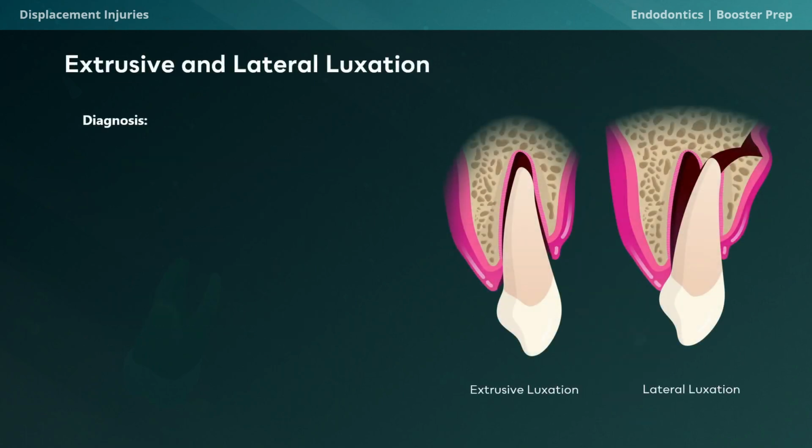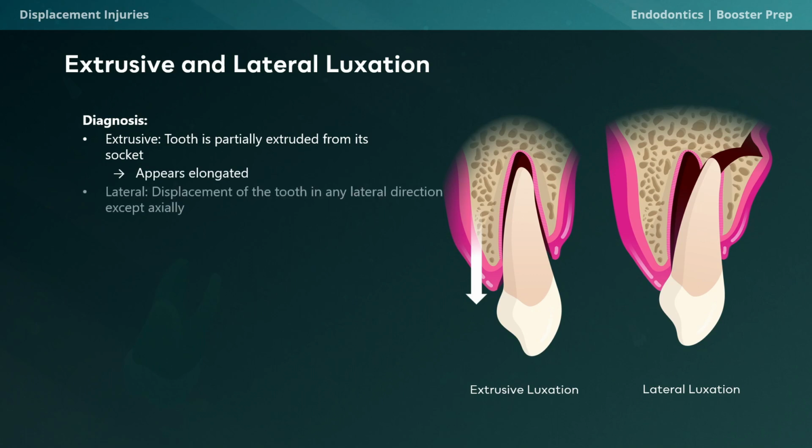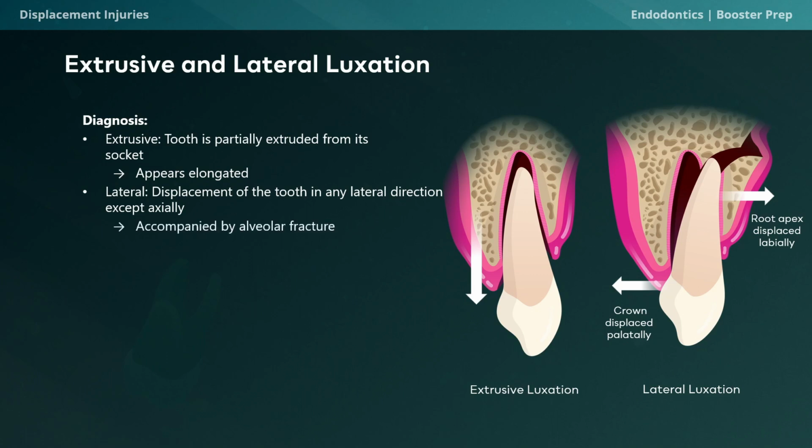Alright, now trending towards some of the more serious displacement injuries, we have extrusive and lateral luxation. And extrusive luxation is exactly what it sounds like. The tooth is partially extruded from its socket, and clinically, the tooth will appear elongated. A lateral luxation injury, on the other hand, describes a situation where the crown is displaced palatally or lingually, with the root apex moving labially. Lateral luxations typically are accompanied by an alveolar fracture as seen in the illustration.